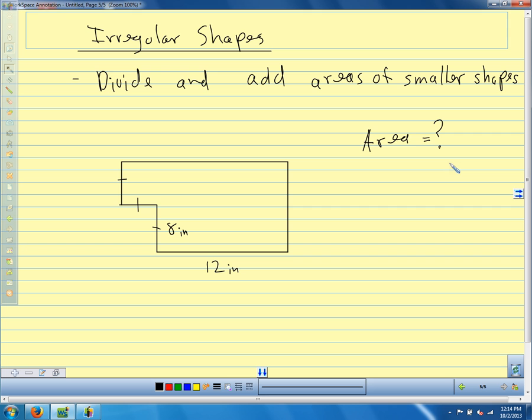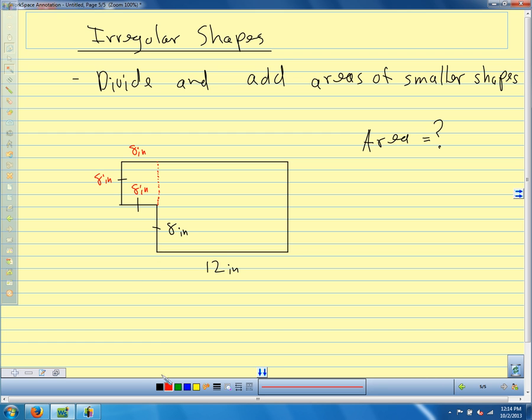So what we're going to do is try to divide it into smaller shapes and find the area of the smaller shapes. So let me draw in a dotted line here. What kind of shape is this? That turns that into a square. What do the marks on these sides mean? They're all 8 inches. They're all congruent. So that's 8 inches. That's 8 inches. And this is 8 inches. This little piece.